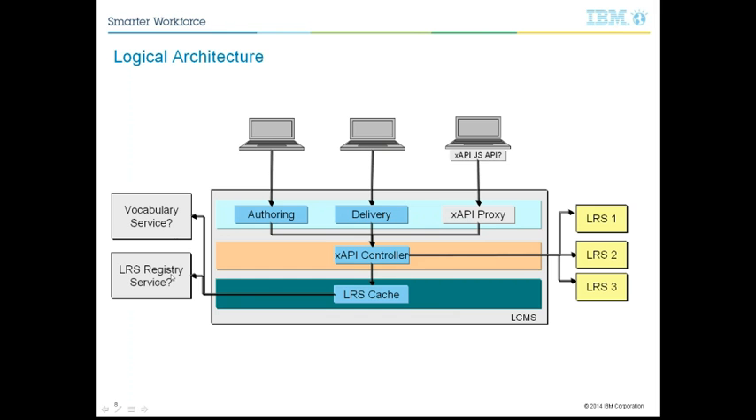Everything is gray as potential or future, so it's possible that the LRS cache could get its data from a vocabulary service or a registry service instead of providing APIs directly to the LRS cache. It can read from some other service with a to-be-determined specified interface.